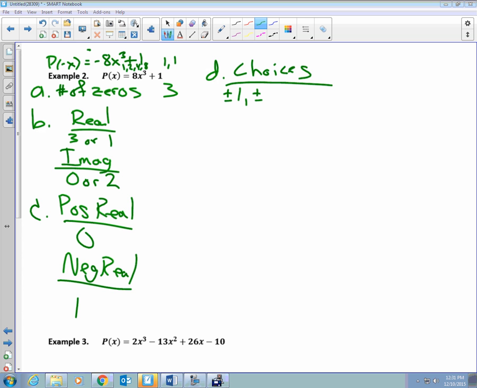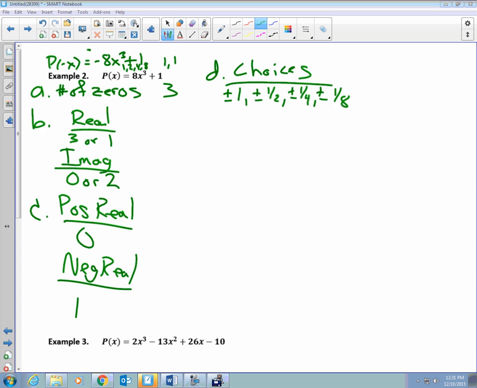1, a half, a fourth, and an eighth, right? We have to take our P's divided by our Q's, not the other way around.